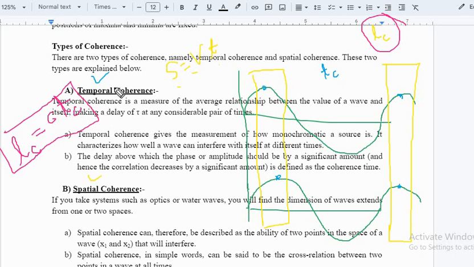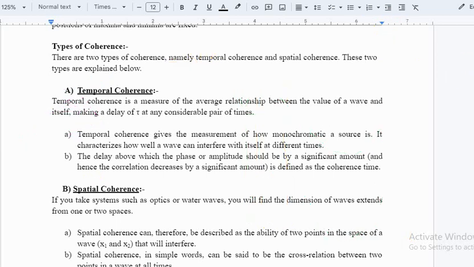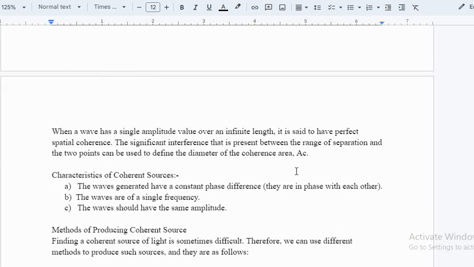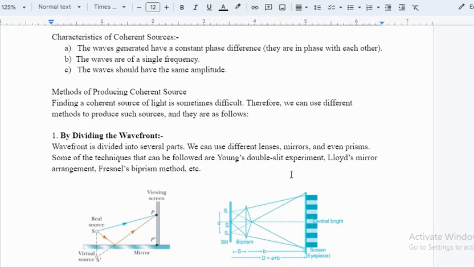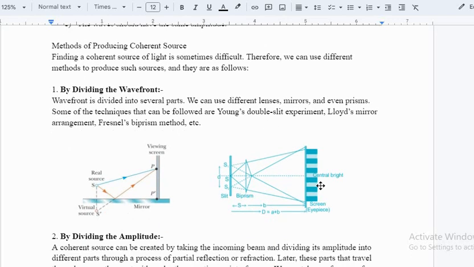Okay, so these are the two different types of coherence, temporal and spatial. Now, in the case of interference, how can we produce coherent sources? There are two ways to produce coherent light sources. Number one is by division of wavefronts. In this case, one can refer to Young's double slit experiment, the Lloyd mirror experiment, or the Fresnel biprism experiment.